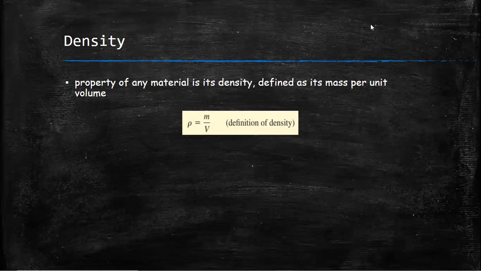We use the symbol ρ for density. If a mass m of homogeneous material has volume V, then the density is equal to mass divided by its volume. The standard unit for density is kilogram per cubic meter. In CGS, we use gram per cubic centimeter.